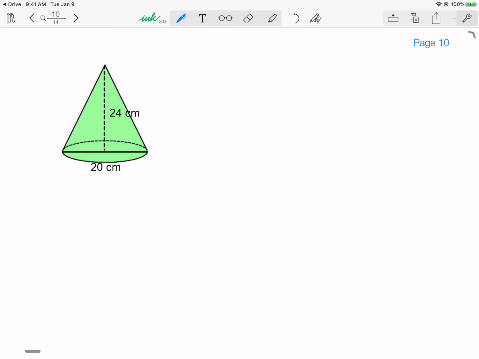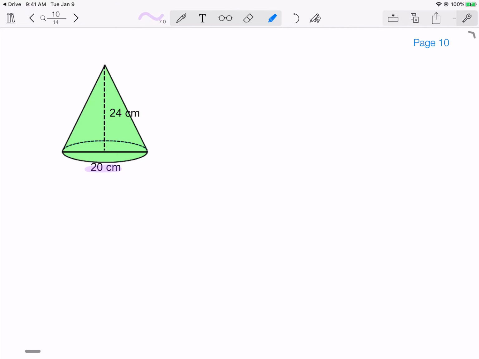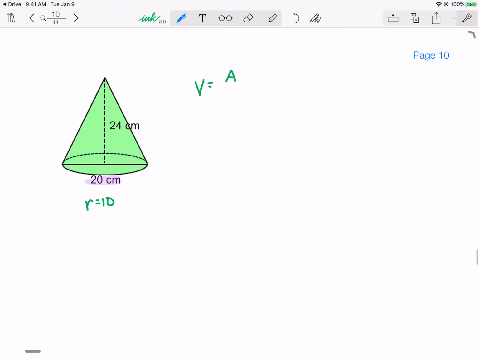All right, we've got another cone. We've got to recognize that this dimension at the bottom is the diameter. So divide it by 2, so you get the radius is 10. Volume is equal to area of the base times height divided by 3. But we know the area of the base with a circle is pi r squared. So now I plug in everything I know. Radius is 10. Square it, multiply by the height, divide that result by 3.